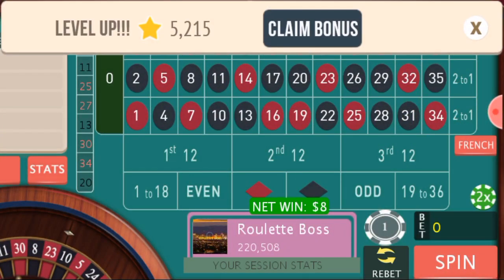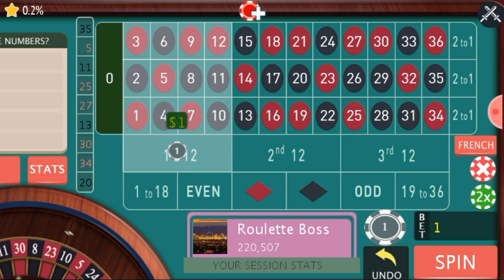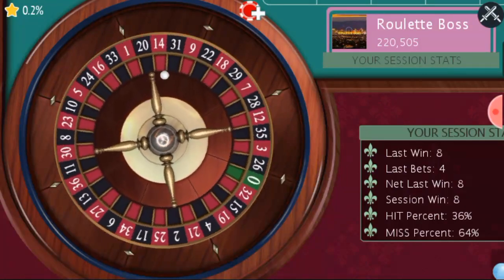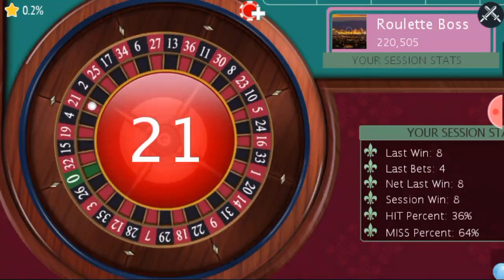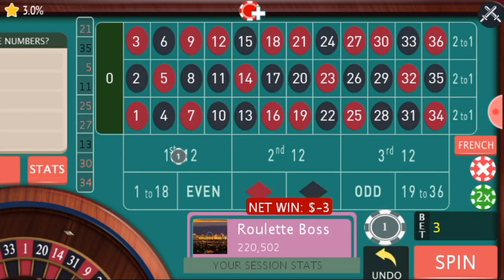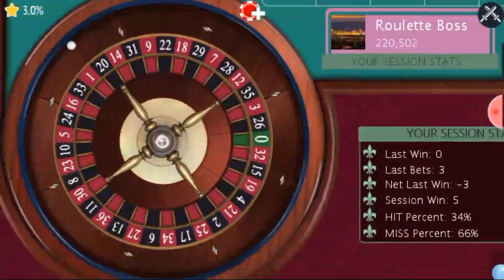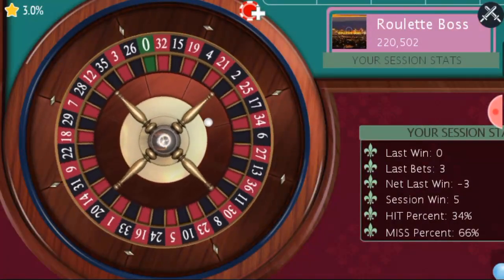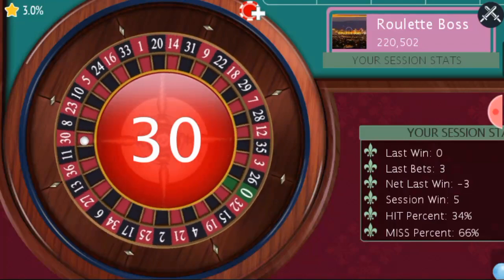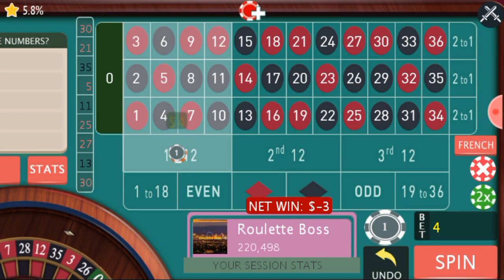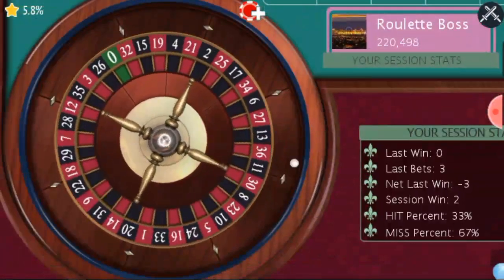I had a win on spin number 1. I minus 1 unit for my bet. Spin number 2. I lose on spin number 2. I continue to spin number 3, still using 3 units. I lose on spin number 3. I increase my bet by 1 unit. I restart the count. Spin number 1.